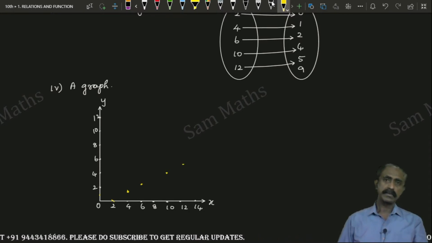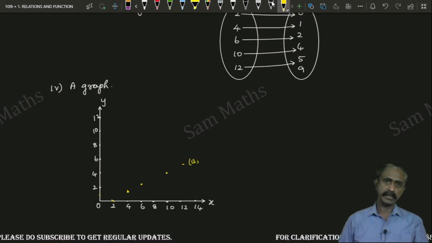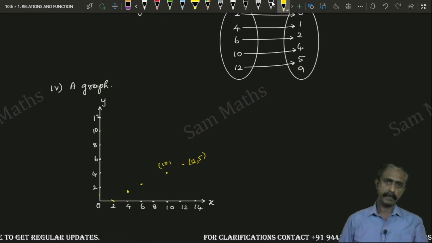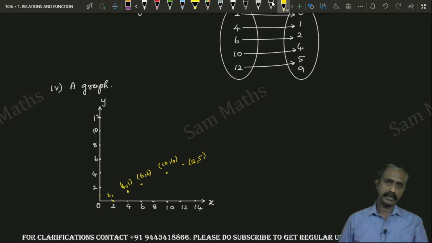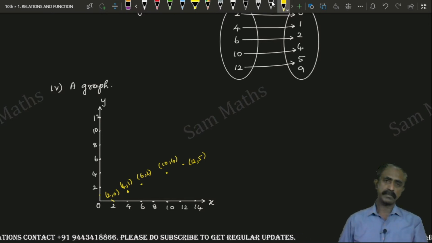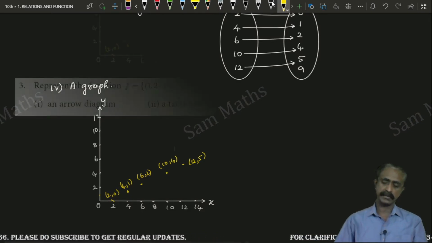Okay, children, you have to write all the points. It's (12, 5). This is (10, 4). Then (6, 2), (4, 1), (2, 0). Here the important thing: you are not supposed to join all these points. Just mark them and leave it as it is.